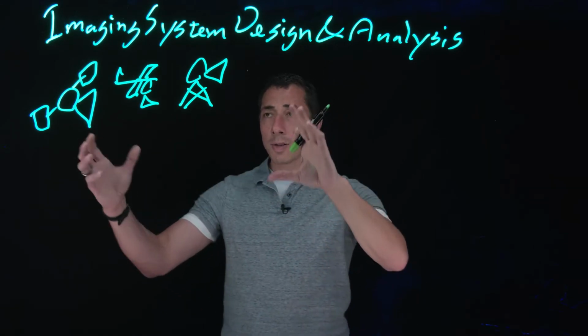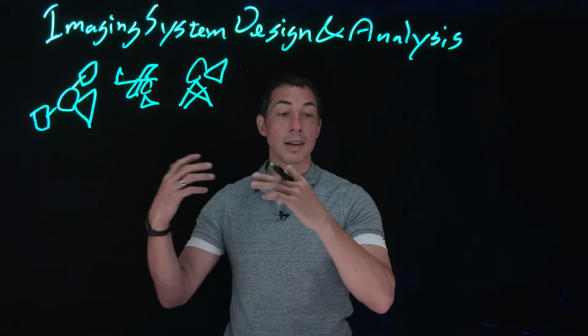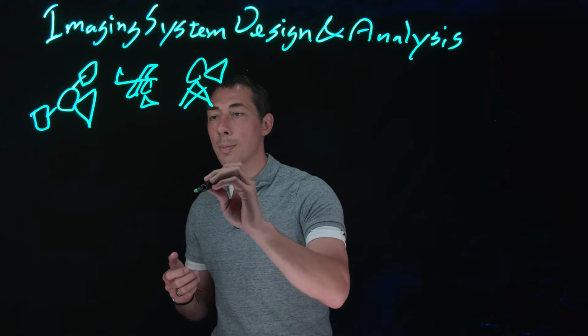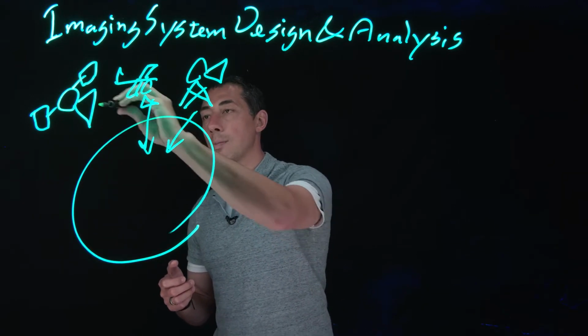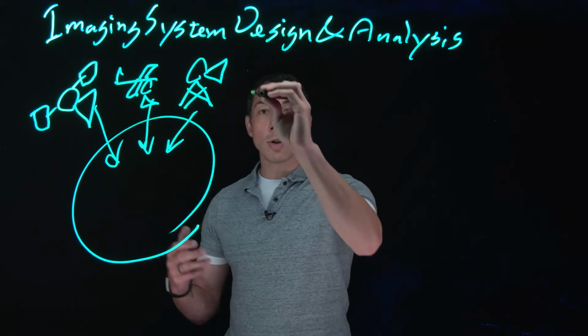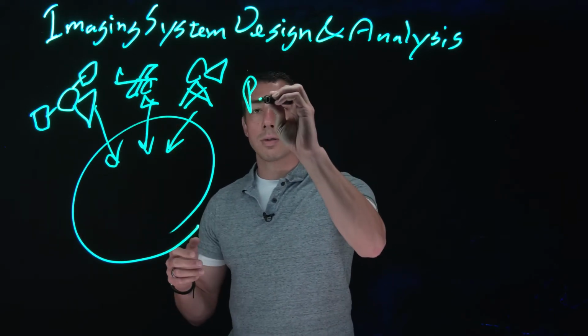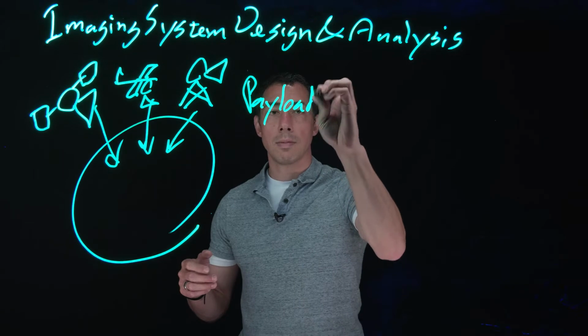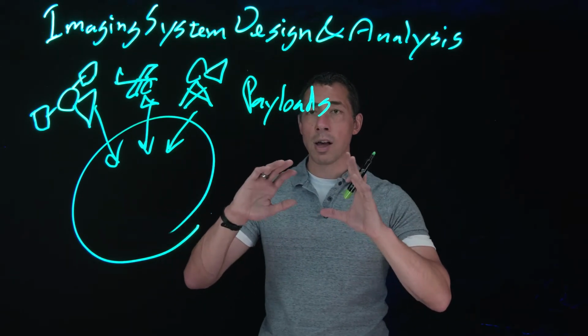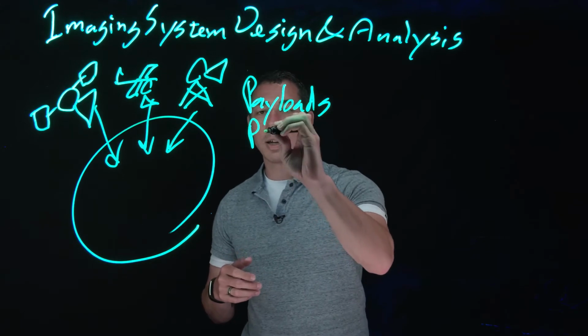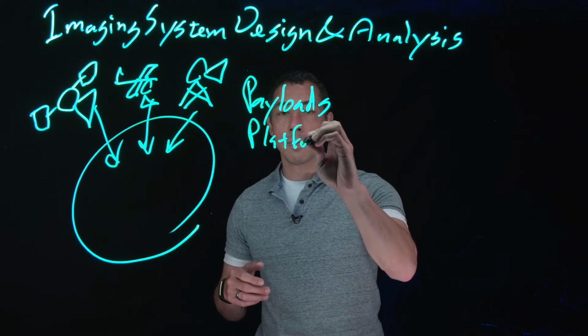And all of these different imaging systems on different platforms are going to be looking at some type of target of interest. So we're going to say we're all looking down at the Earth, and we're taking some type of pictures. So you have all your different payloads. And that can be different configurations. You can have multiple options of payloads. You also can attach each of those to a platform.